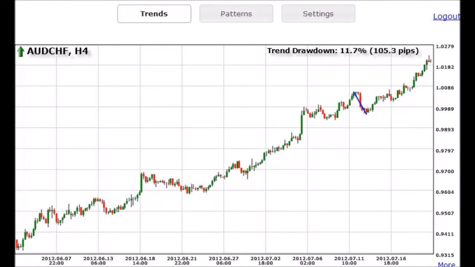The trend direction, pair and time frame, and the trend drawdown. The drawdown is very low. The trend looks very nice.